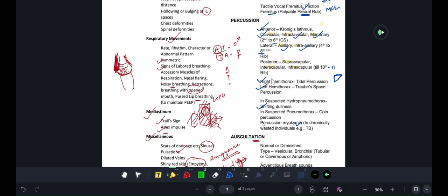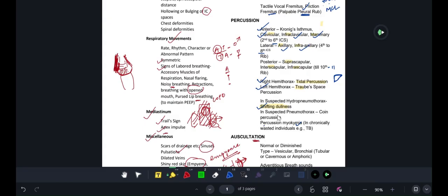Then the right hemithorax, we had to look for the liver dullness extent, the liver span, along with tidal percussion to look for if the liver moves down with inspiration properly and goes up with expiration properly, or if there is permanent dullness of empyema, permanent dullness of subdiaphragmatic abscess or amoebic abscess, etc. Then we also had to look for the left hemithorax for the Traube space percussion as well as the cardiac dullness, right? Then in suspected hydropneumothorax, we had to do shifting dullness demonstration by asking the patient to sit and then percuss, then asking the patient to lie down on the normal side and again percuss to look for the dull note becoming tympanic again.